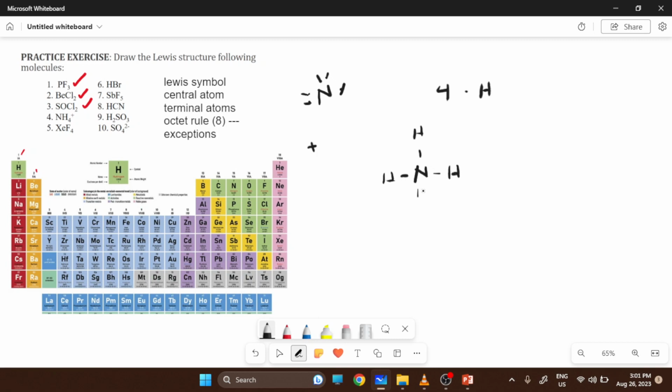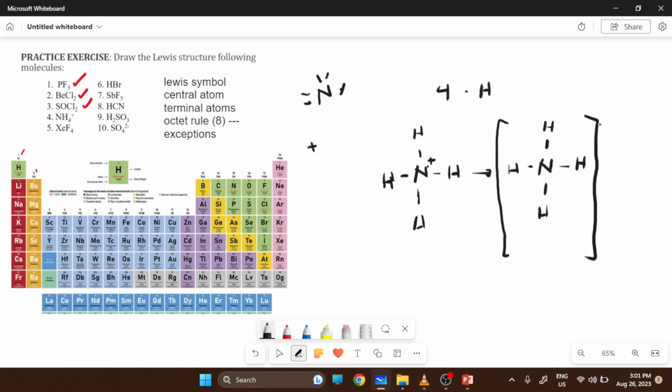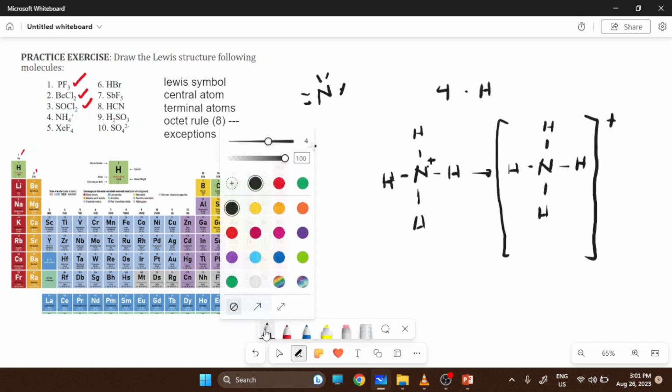This is the structure of the ammonium ion. In some books, don't forget the positive charge. Other books much prefer writing our ammonium ion like this. So that is it for our number 4. Let's put a check on this.